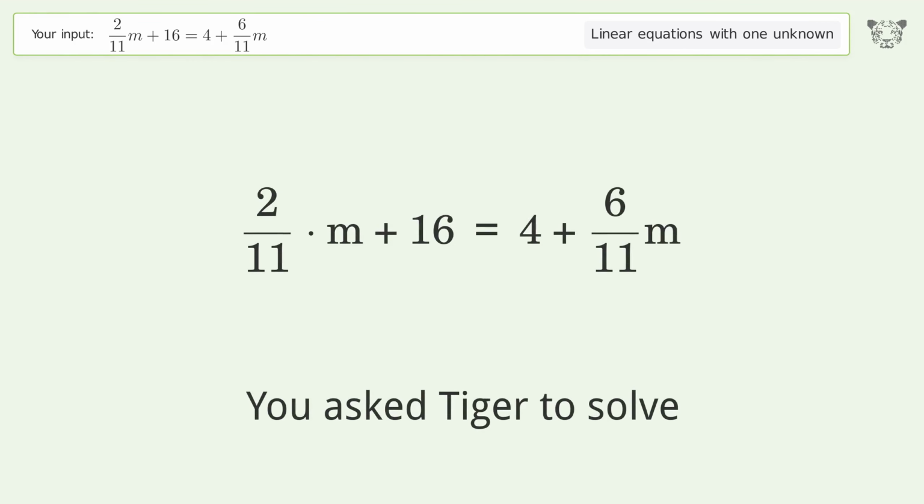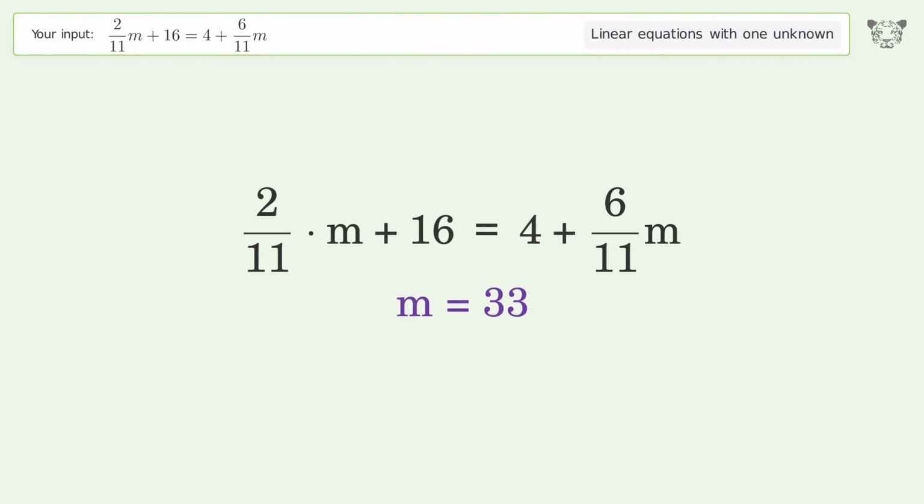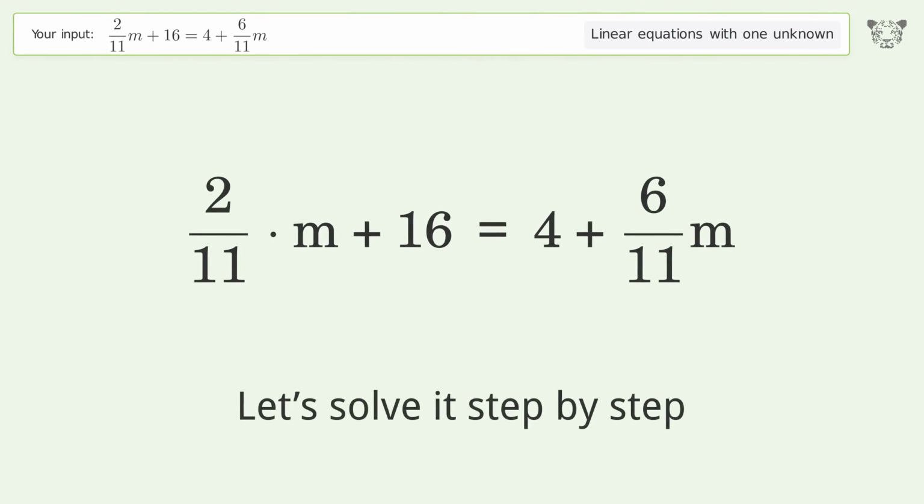You ask Tiger to solve. This deals with linear equations with one unknown. The final result is m equals 33. Let's solve it step by step.